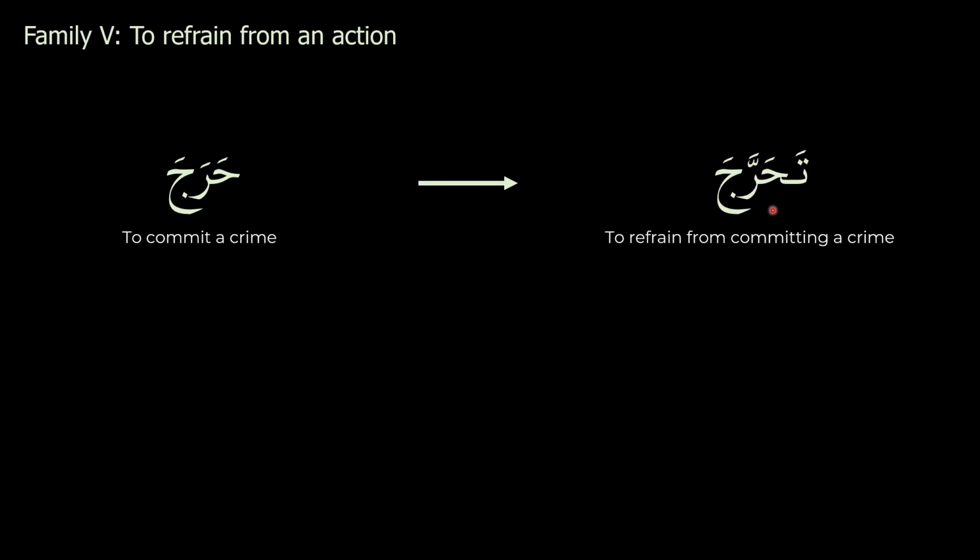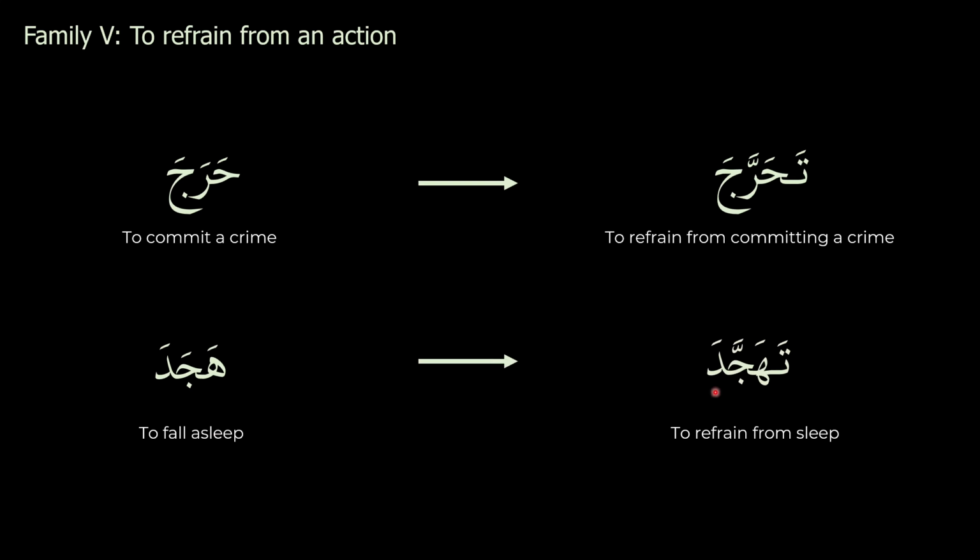Now let's take a look at another meaning, which is to refrain from an action. So for example, we have haraja, which means to commit a crime, and if we put this into family number 5, it becomes tahharaja, which is to refrain from committing a crime, right? So you're refraining from the action of that base meaning. Same thing here with hajada, which means to fall asleep. And then if we put this into family number 5, it becomes tahajjada, which is to refrain from sleep. So one of the meanings from family 5 is to refrain from an action.